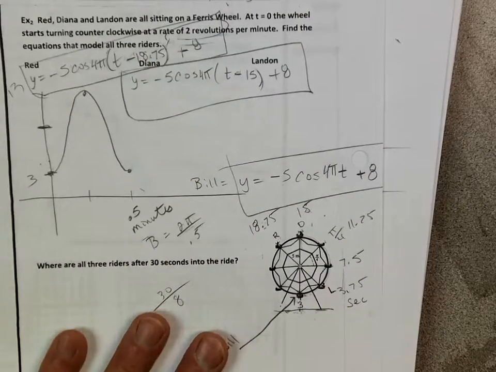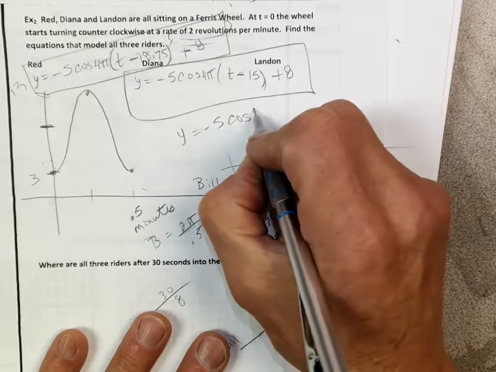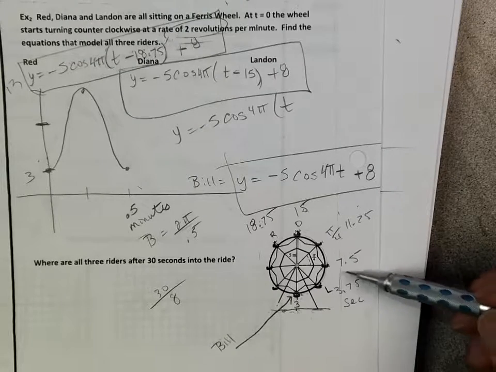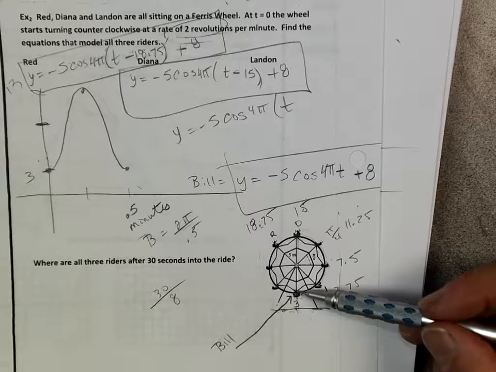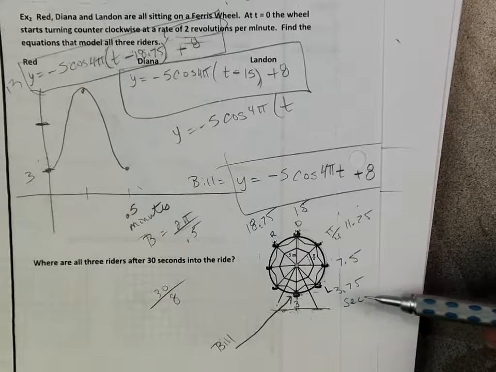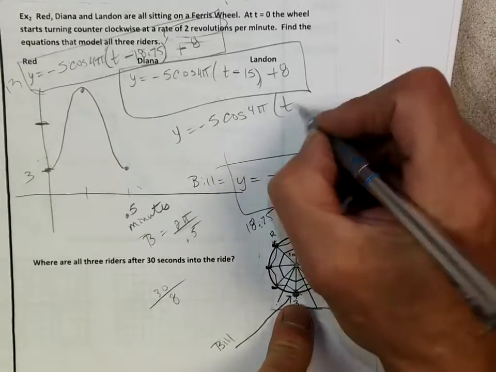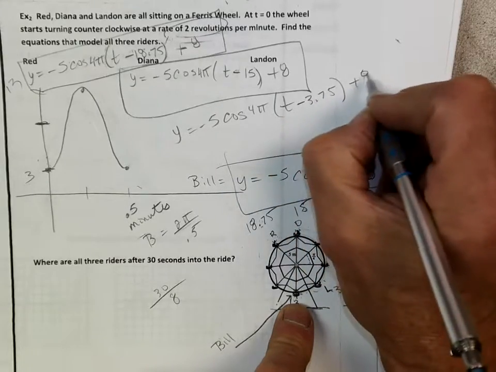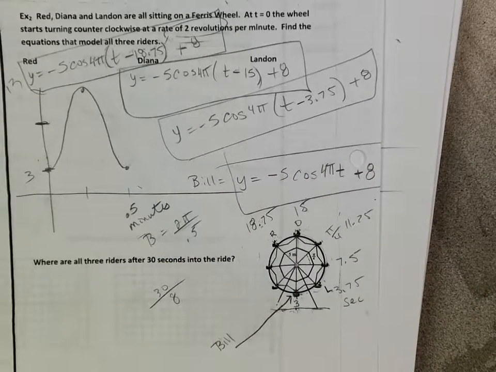And Landon, let's do Landon. y equals negative 5 cosine 4 pi t minus, let's see, Landon, we could actually go backwards for his or all the way around. He's actually the first one on, isn't he? Where's Landon? So he's a negative 3.75. So t minus 3.75 plus the 8. Okay. We're all three riders after 30 seconds right where they started, aren't they? Yeah.